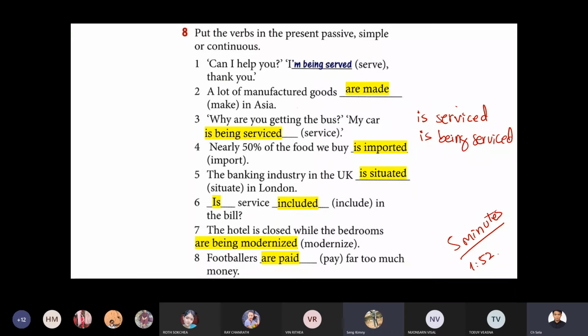Number five, the banking industry in the UK is situated in London. Number six, is service included in the bill? Number seven, the hotel is closed while the bedrooms are being modernized. Number eight, footballers are paid far too much money. Okay, thank you very much.